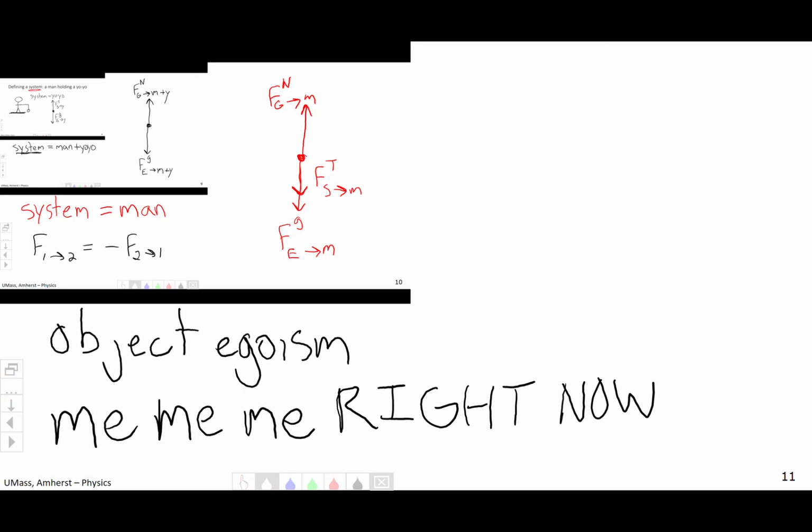Become the yo-yo. If I am the yo-yo, I'm deaf, I'm blind, I can't tell what's going on. The only thing I can do is see forces. I can feel forces. All I know in this situation, way up here, when our system was just the yo-yo, if I am the yo-yo, all I can tell is that at this very instant, there's a tension force pulling me up, and there's a gravitational force pulling me down. That's all I know. That's object egoism.